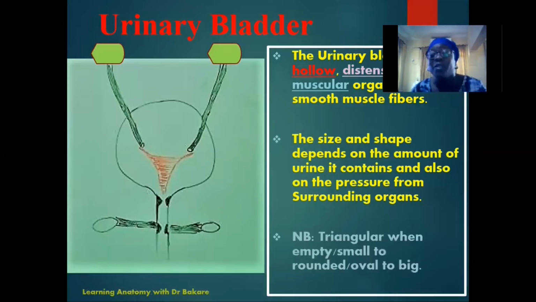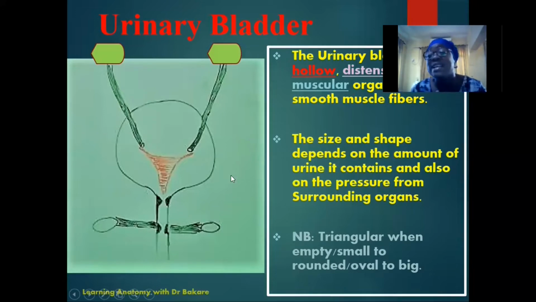So all in all, we can say that when the urinary bladder is empty, when there is no urine contained within it, it tends to be triangular, and of course, it will be smaller. Or when it is filled with urine, it tends to appear rounded. So the shape would tend to be rounded and also bigger because it contains urine. So the shape and size varies greatly depending on the quantity that is contained within it and also the pressure that it receives from the surrounding structures.